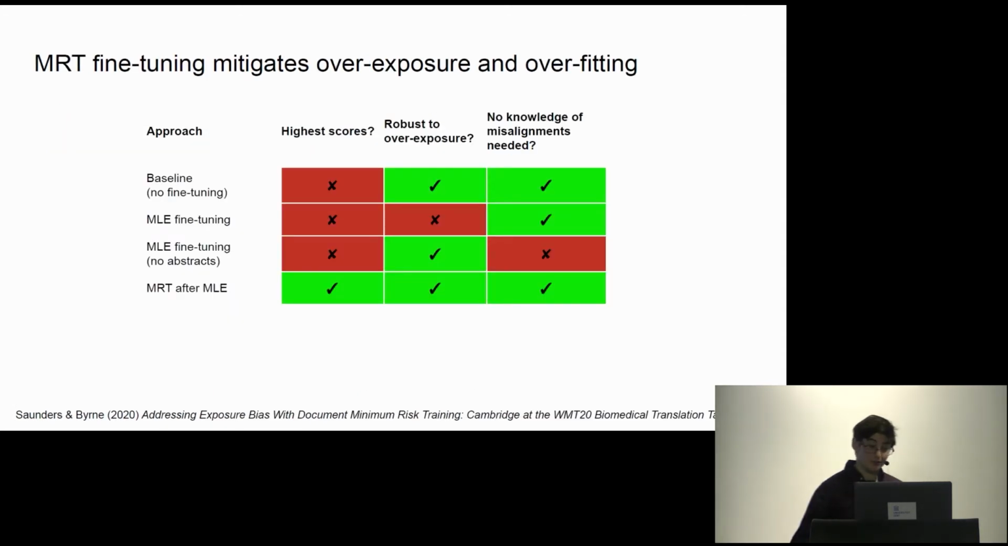And to summarize the various approaches that we took for this Medline tuning overfitting case, we found that minimum risk training as a final step did give slightly higher scores. It is robust to this misalignment problem. I've written no knowledge of misalignments needed because this was work done before very good neural filterers. But you don't have to know what the problems in the data are necessarily. You can go ahead and rely on the model samples if your model is sufficiently converged.